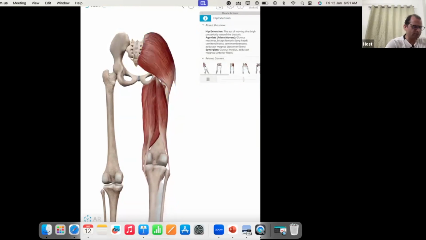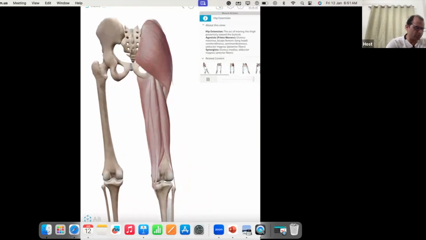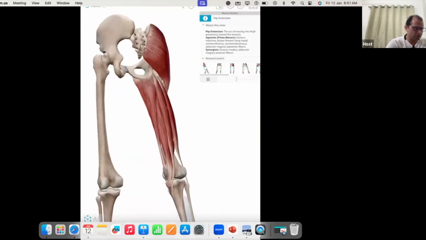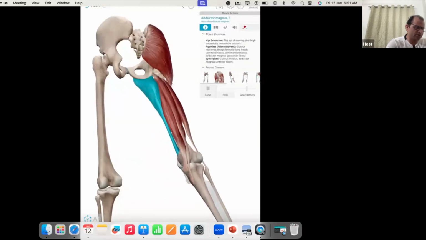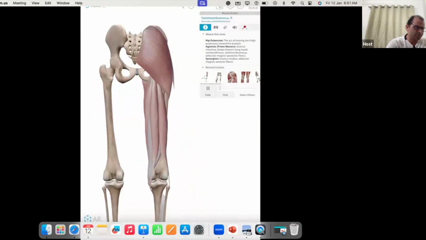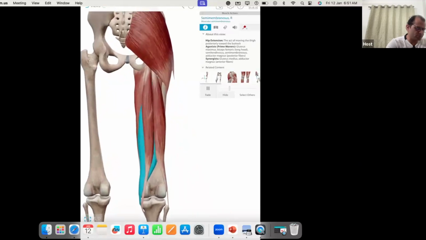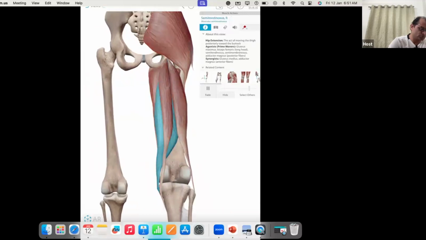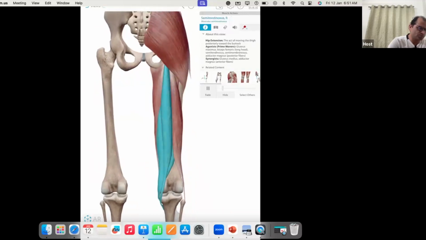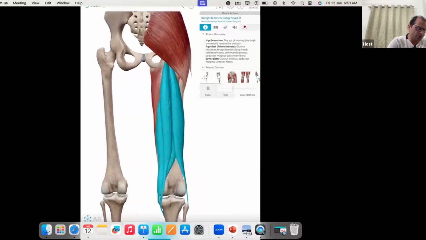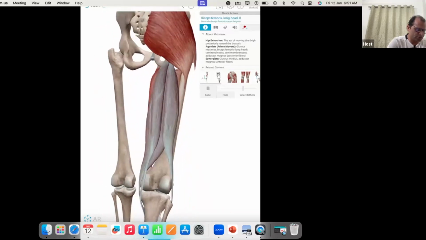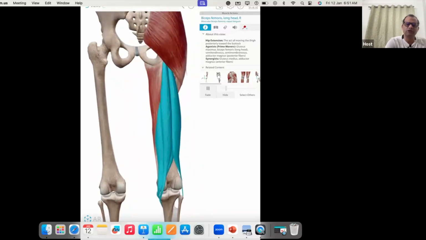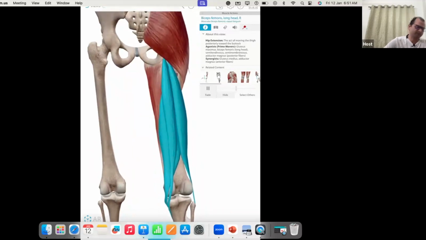And other than that, we can see the multiple muscles of the thigh. We can see here these are the multiple muscles. 1, 2, 3. So there are 3 muscles. They together are called hamstring.